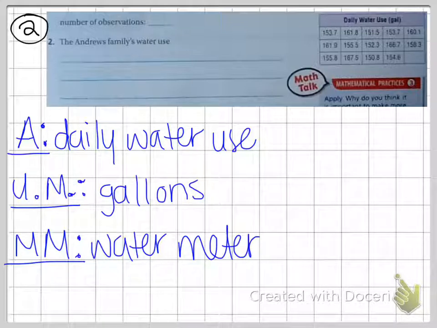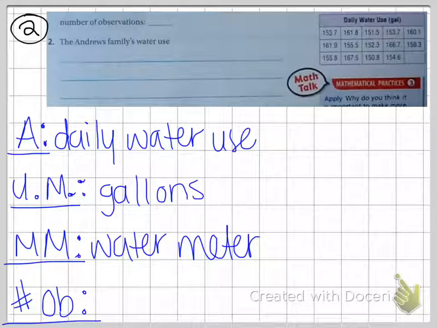And lastly, we're doing number of observations. So these are unofficial abbreviations. And let's see, there are 4 in a row. That's 8. And that's 5 in a row. So 5, 10, and 14 observations were made.